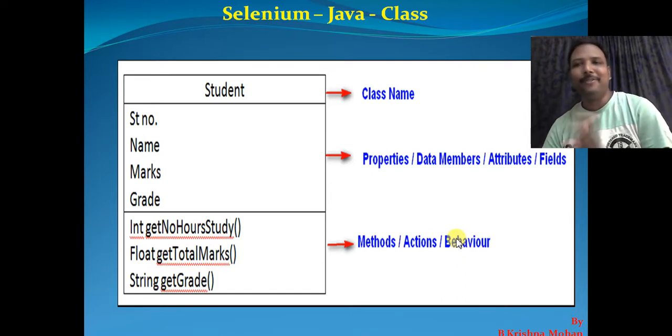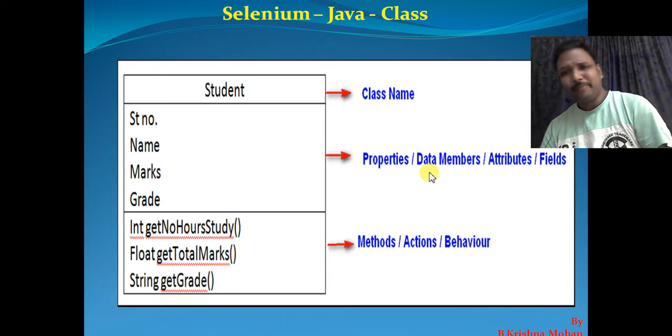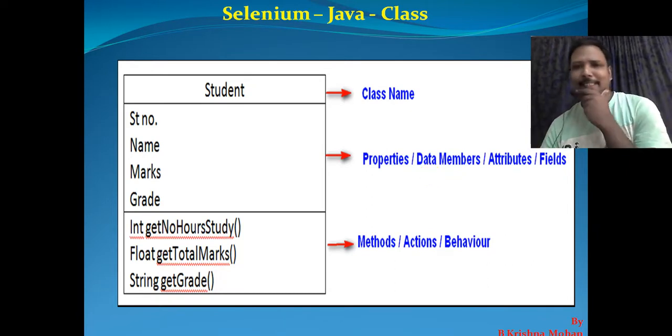Most commonly we say functions, but in Java the terminology we will be using most of the time is methods. In the same way, for the data members, most people use the word properties, but we will be using variables only. No need to get confused. Okay, this is what it is.